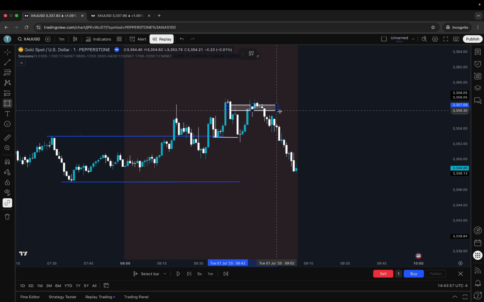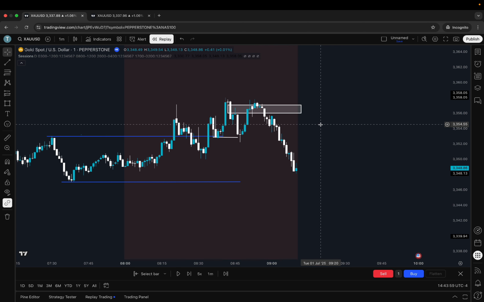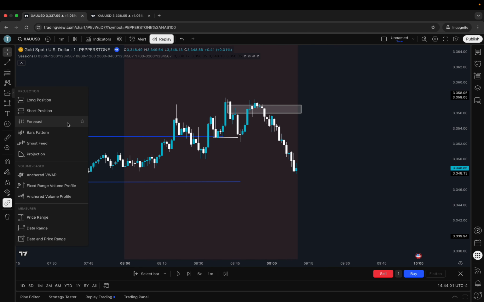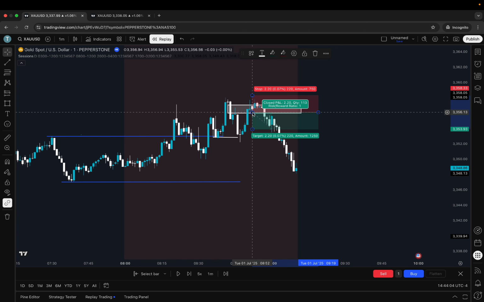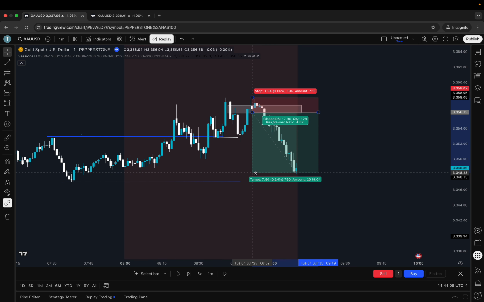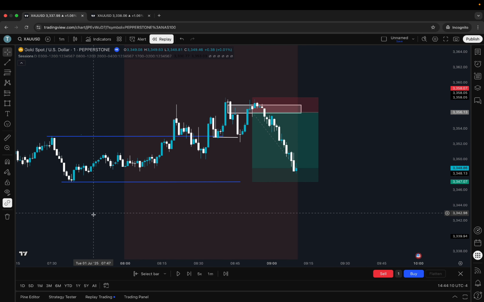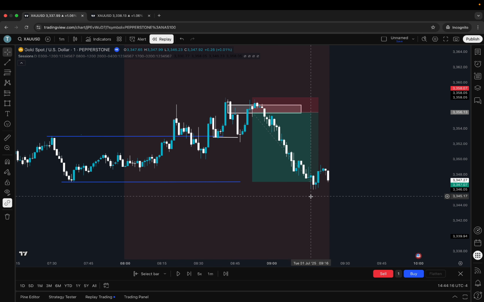You could class this as a fair value gap slash an order block, and what you would then do is take your short positions at the start of this fair value gap, your stop loss being at the top, and you want to target your opposing liquidity down here. So let's see what happens. And as you guys can see, we did in fact hit TP.